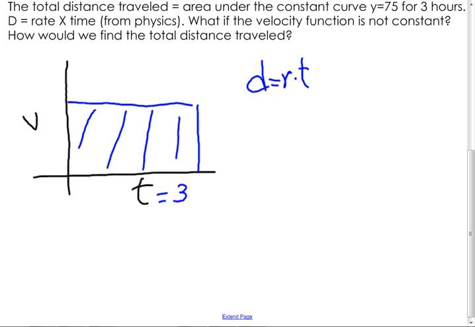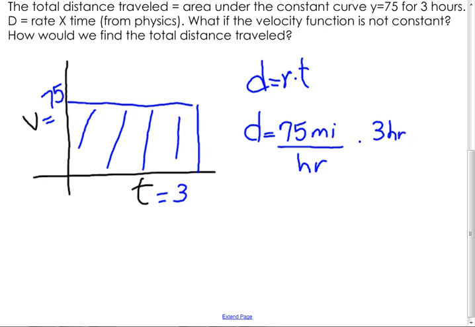So this is 3, this was 75, and let's put the dimensions in so we can see the dimensional analysis. So the distance you travel is equal to 75 miles per hour. So in 1 hour you will drive 75, this is a train, isn't it? Times the number of hours, which is 3 hours. And you see how the units work? That the units would cancel out, and I'm left with miles.